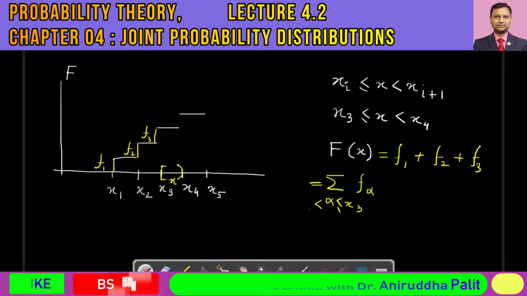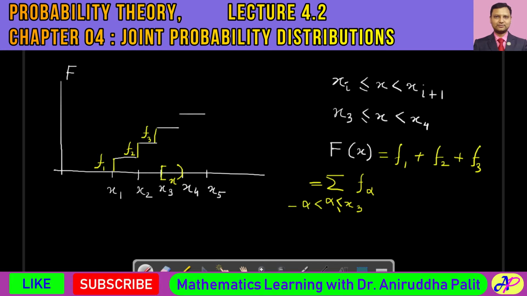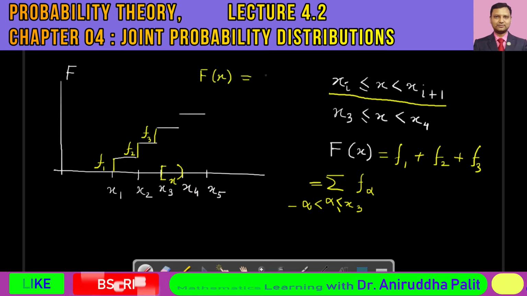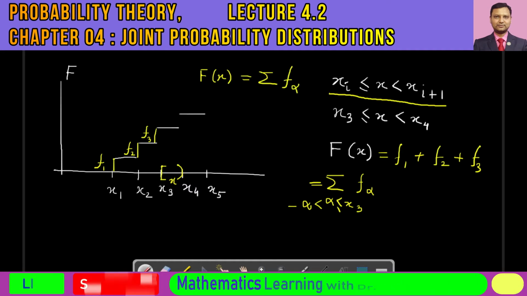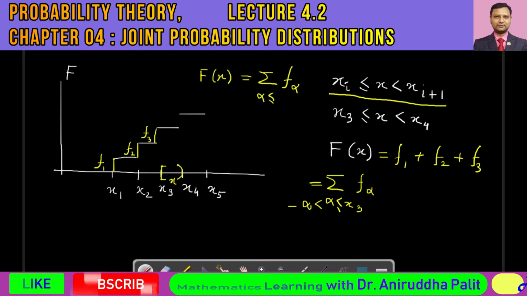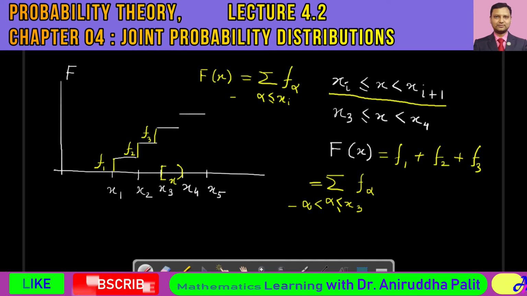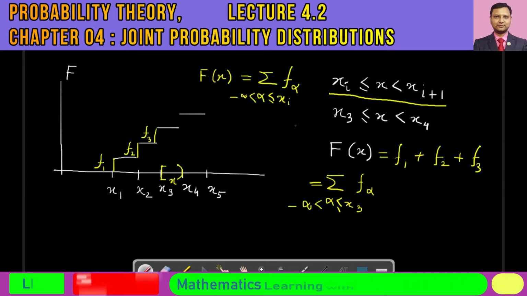And what is the lower value? Of course, theoretically it may be minus infinity. That's why in general, in case of this kind of interval, we have the definition of the function F of x as this kind of summation over alpha, where minus infinity less than alpha less than or equal to xi. So that is the idea.